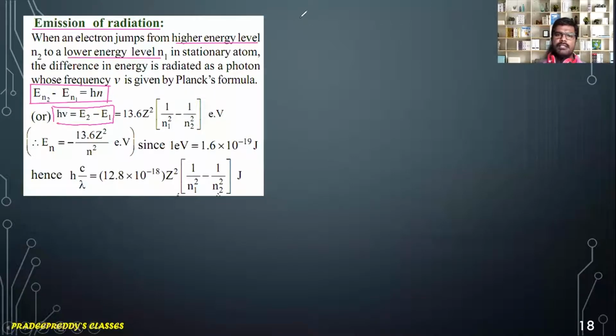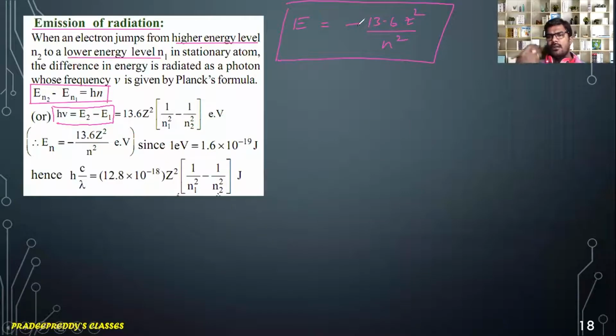And of course, as we know, energy E is equal to minus 13.6 Z square divided by n square. This negative sign represents that energy has to be absorbed in order to knock out an electron from its particular orbit. So the electron always absorbs energy, comes out of that particular orbit, undergoes transition to the next energy level, and releases some energy.